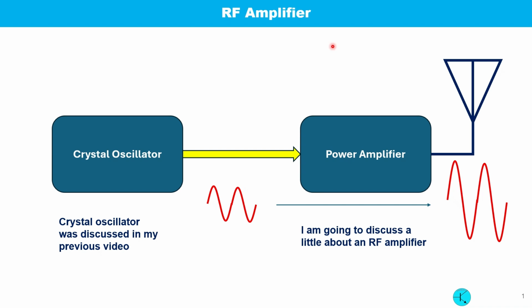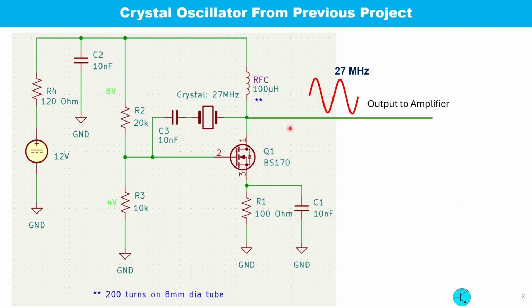Previously, I discussed a crystal oscillator. Today, I am going to explain how we can amplify the signal and send the amplified power to an antenna. The crystal oscillator generates a signal at 27 MHz. So this will be the input to an RF amplifier.